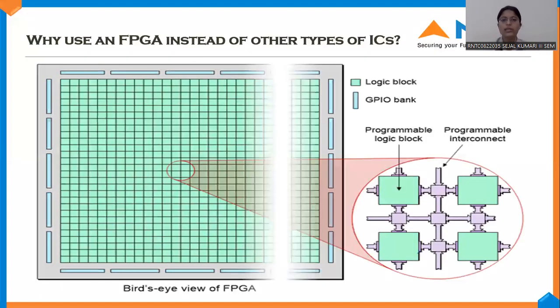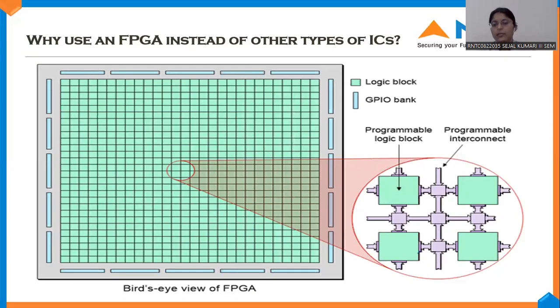Why should one use an FPGA instead of any other type of integrated circuit? I mean, there are so many ICs, but why go for FPGA? Why choose FPGA over them? The answer is that the primary advantage of using an FPGA is that it is known as programmable fabric. So they allow the designer to rapidly program or reprogram, and they can perform nearly any function, whichever we want.